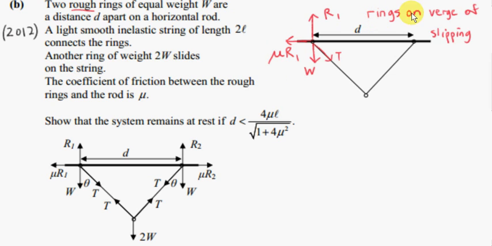So the rings are on the verge of slipping. Remember, the friction force goes from 0 up to a maximum given by mu times the normal force. So I can write F for the friction force. If the system is on the verge of slipping, then the ring is basically exerting the maximum amount of force on the horizontal rod that it can exert. And by Newton's third law, we have an equal and opposite force acting on the ring due to the rod, and that maximum force is mu times the normal force R1.